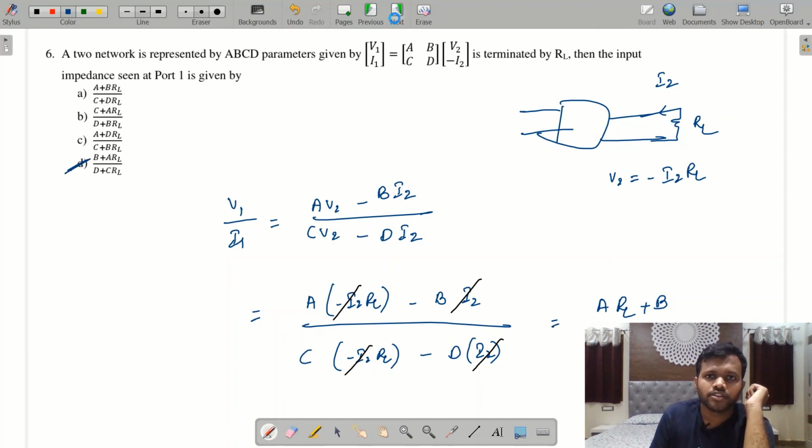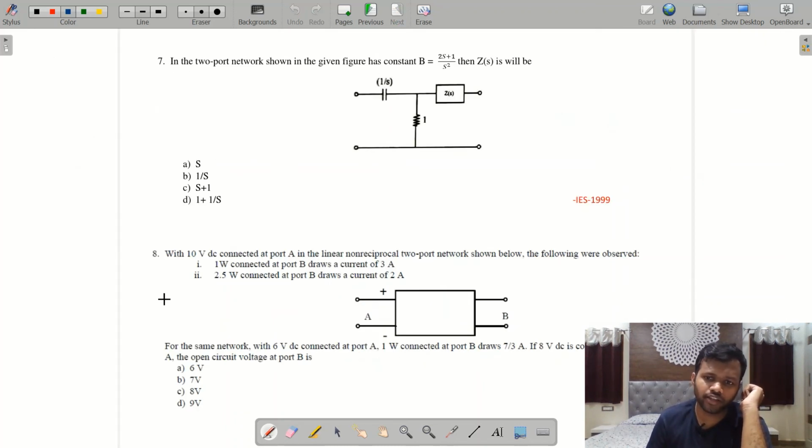So we have 2 more questions, 7th and 8th. One is IES and one is GATE. Try to solve the problems and comment your answer in the comment box.